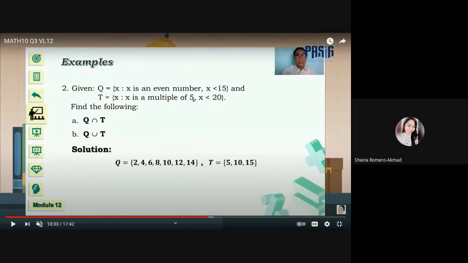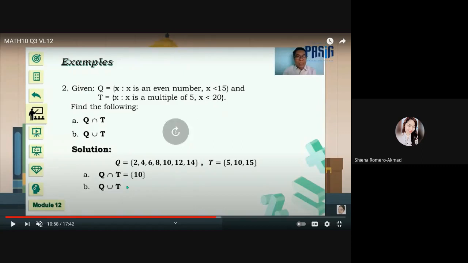Ito naman, multiples of 5 which is less than 20. Less than, hindi less than or equal. So kaya hindi kasama si 20. So you have 5, 10, and 15. Then we have to get their intersection. What is the common element? We have here 10. So yung letter A, ang common element nilang dalawa is 10.